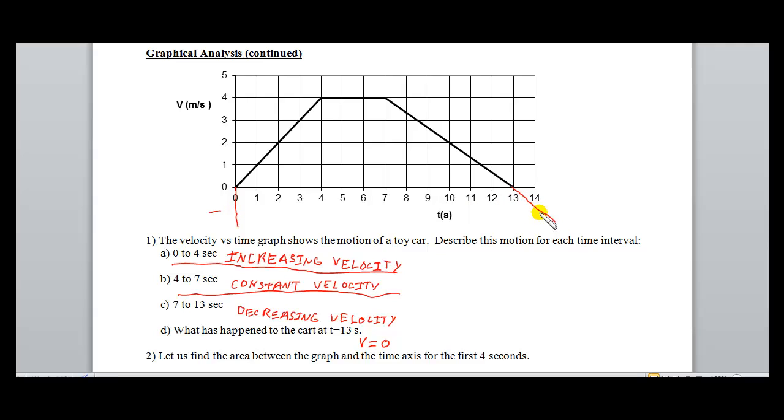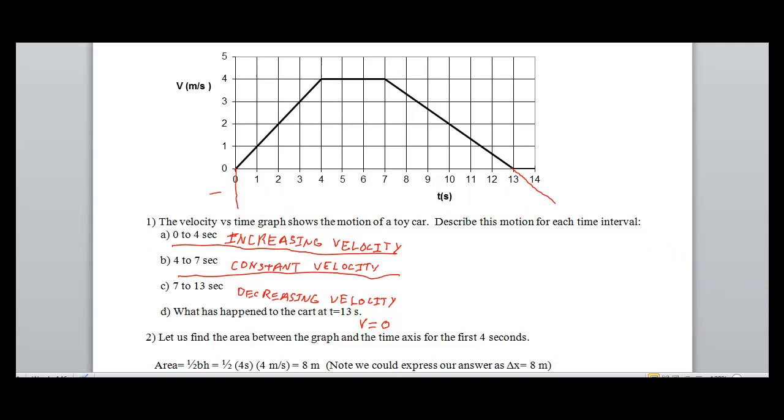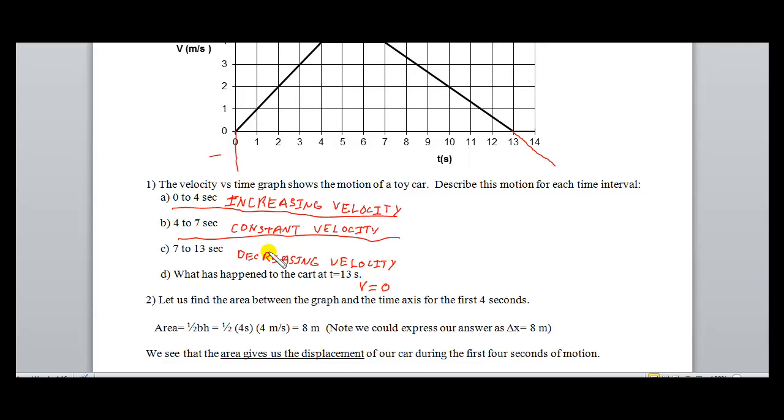Remember, velocity is a vector, so what we're saying is that when it becomes negative, it's going in the opposite direction. So in review, we have an object starting at zero velocity, moves away from its starting point, then decreases its velocity, and then it actually stops, and then it goes in the opposite direction. It has negative velocity. All right? Let's go on and take a look at another aspect of this graph.